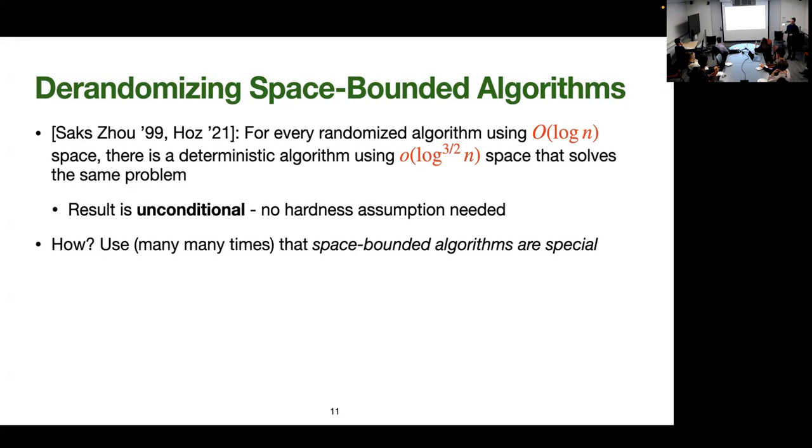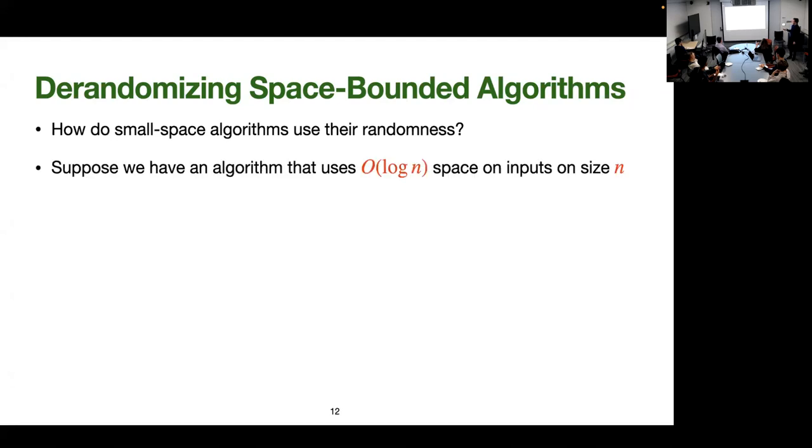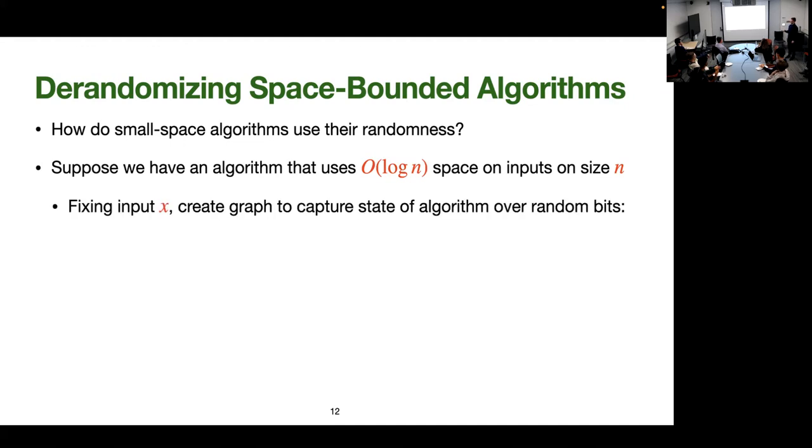And the way we prove it, at a stratospherically high level, is to use many, many times that space-bounded algorithms are special, that we are not trying to de-randomize general polynomial time algorithms. So how do we use this special property? We first need to think about how space-bounded algorithms use their randomness. So let's take some algorithm that uses log n space on inputs of size n, and again, let's fix some input x that we want to de-randomize.